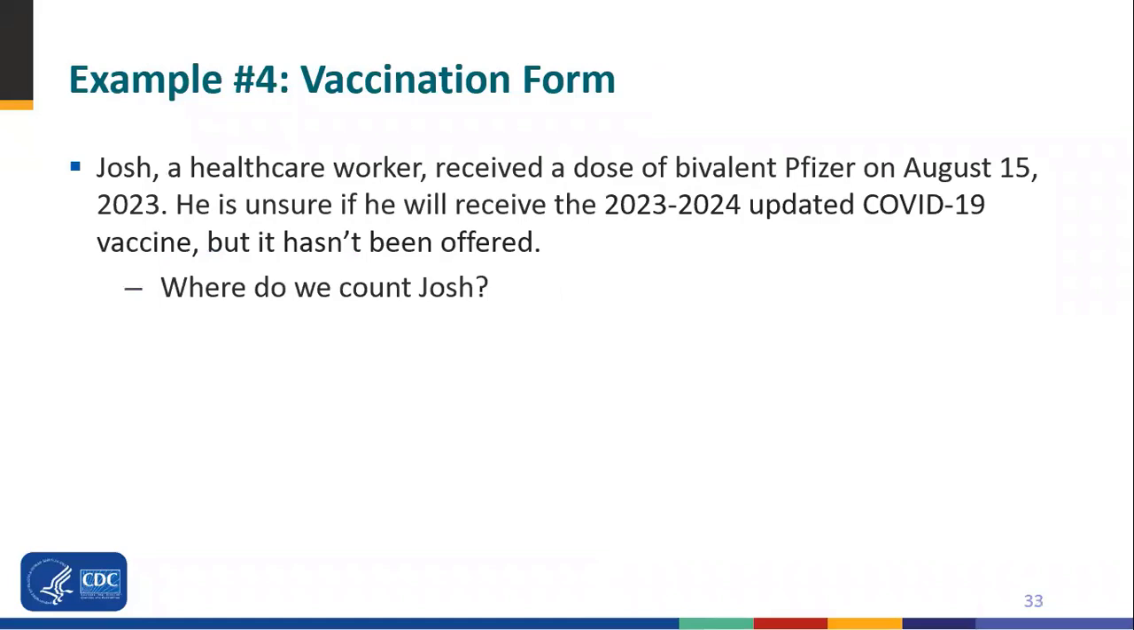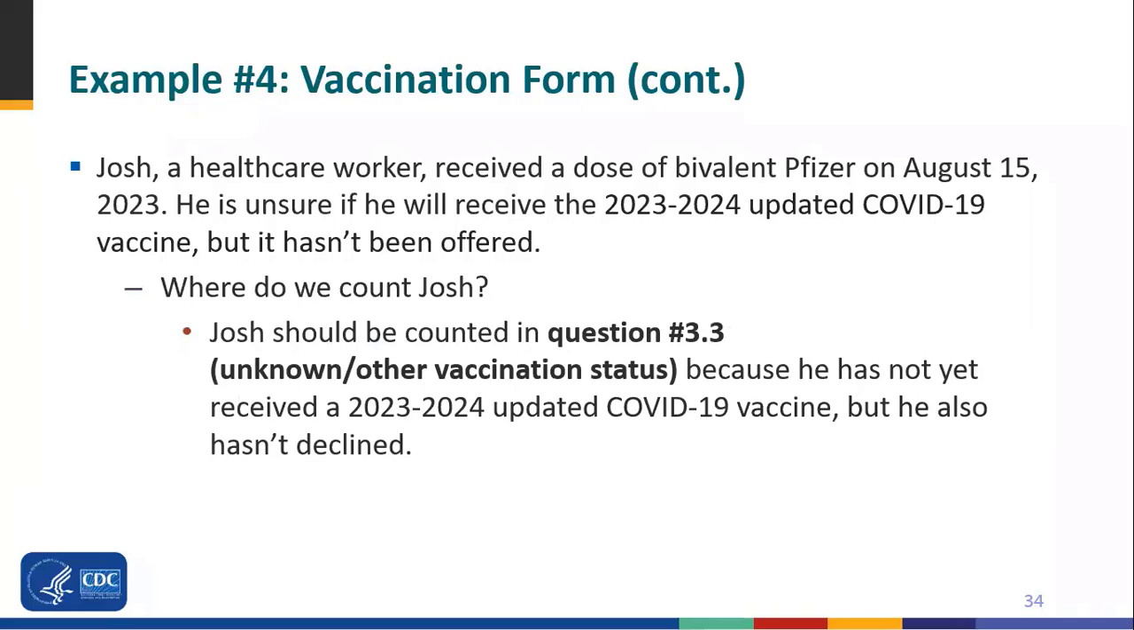In this scenario, Josh received a dose of the bivalent Pfizer vaccine on August 15, 2023. He is unsure if he will receive the 2023-24 updated COVID-19 vaccine, but it hasn't been offered yet. Josh should be counted in question 3.3, unknown and other vaccination status, because he has not yet received the 2023-24 updated COVID-19 vaccine, but he also has not declined this.